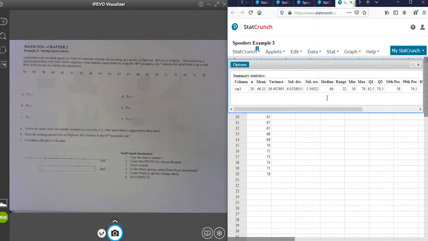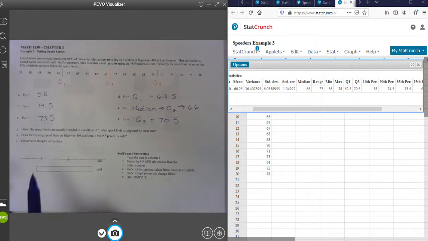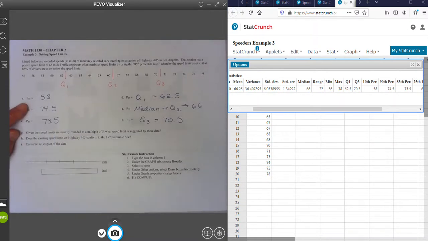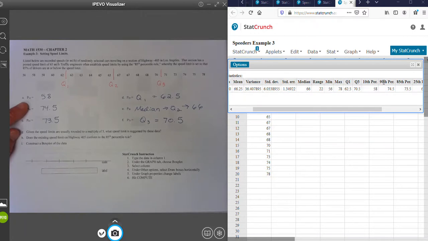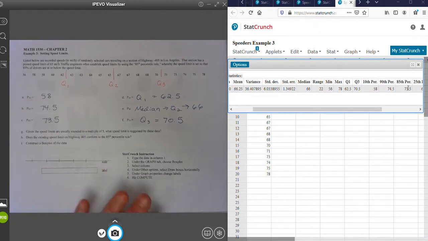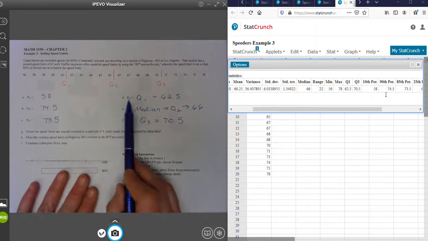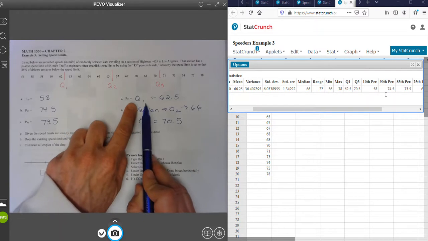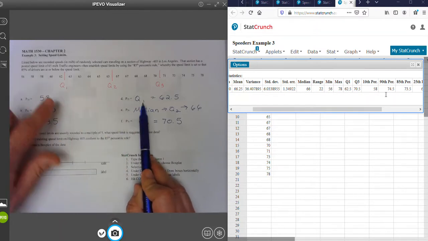So here we go. Here's all the percentiles that we needed, plus we've got our minimum speed, the maximum speed of 78, and all these other percentiles that we were asked for. I went ahead and filled out the 10th percentile, which is 58, and that just came from StatCrunch. And here's the 90th and the 85th. So I filled out all the data. I wanted to point out to you that P25, the 25th percentile, is also Q1. It's the first quartile value, and that is 62.5.